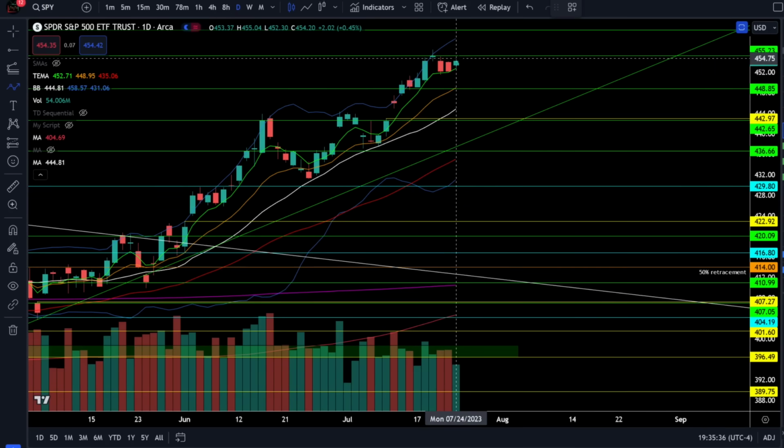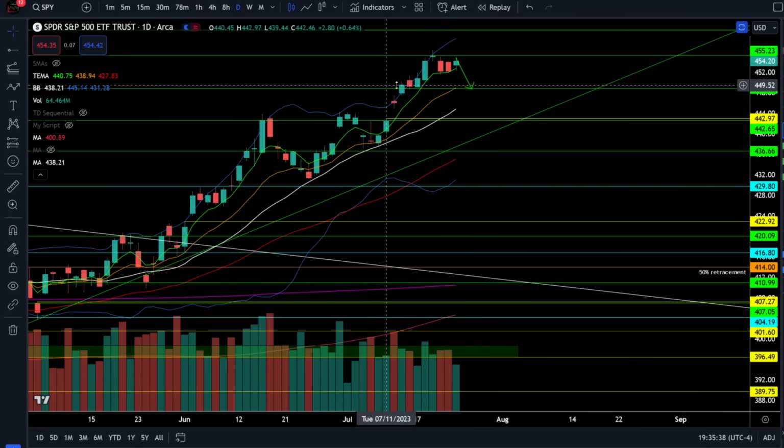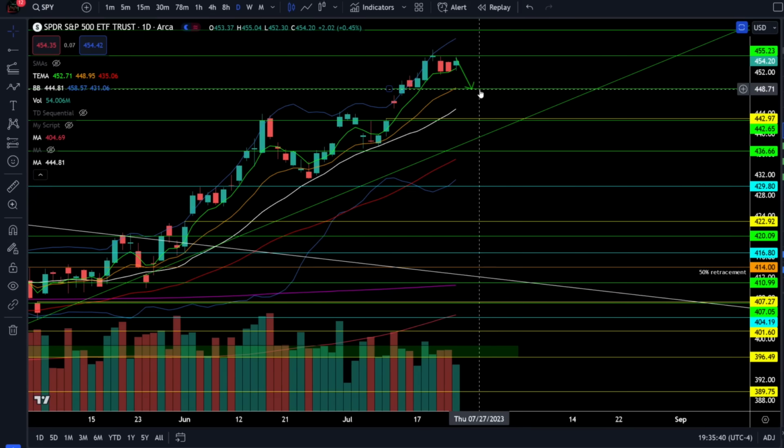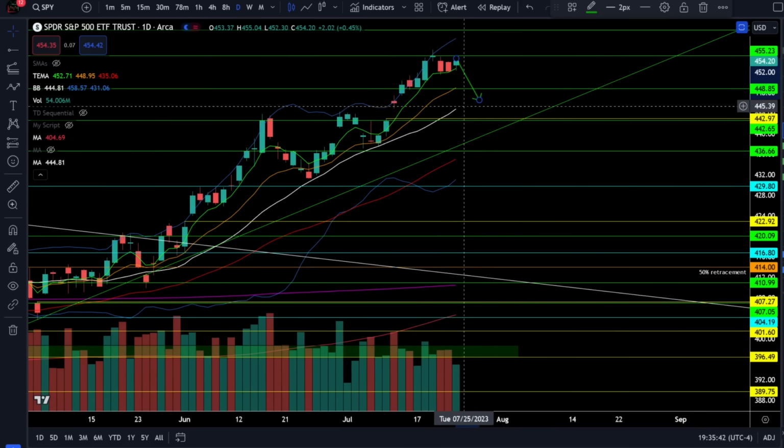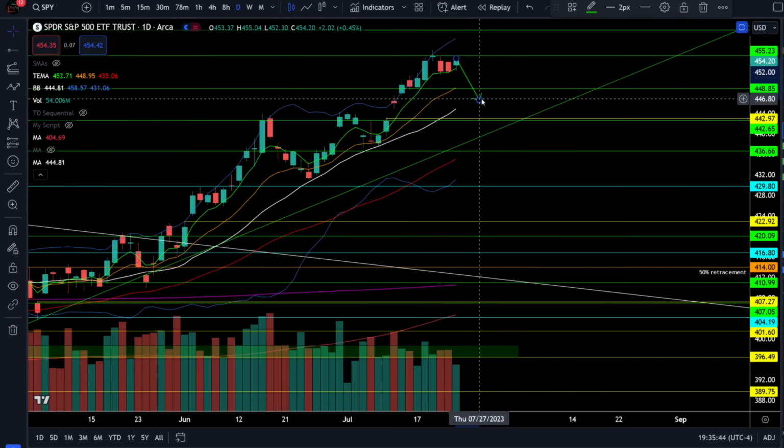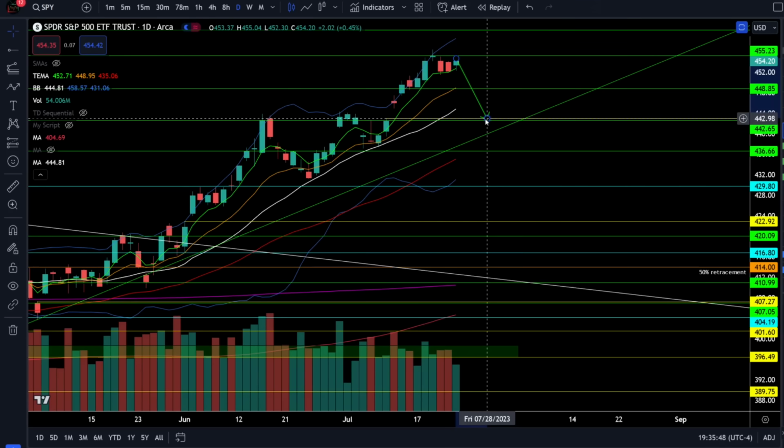If we get the rejection and we get the lower high, then we're likely coming back down towards this support zone at 448. And if we lose that support, we're going to have support right around the rising 20 daily moving average. And if we lose that support, then we likely fill the gap right just below 443.